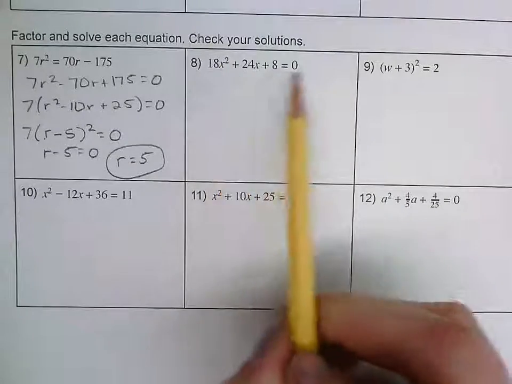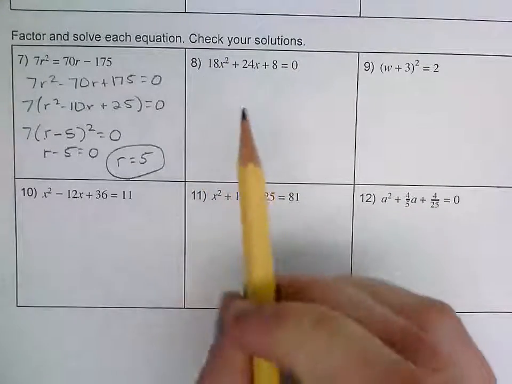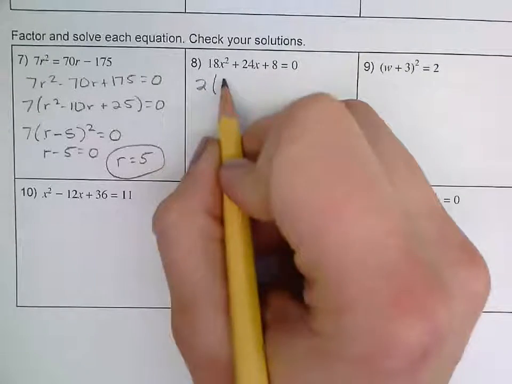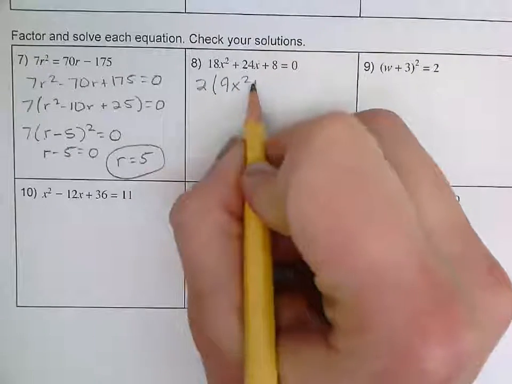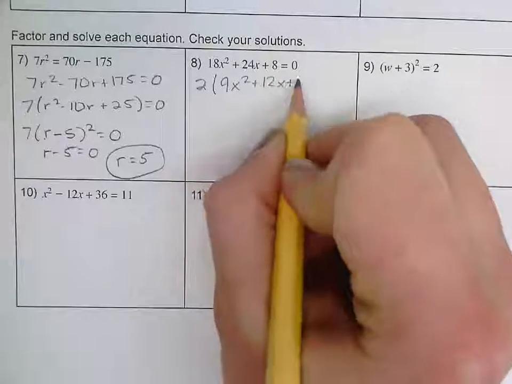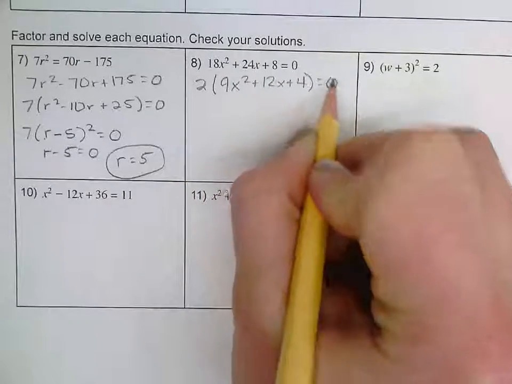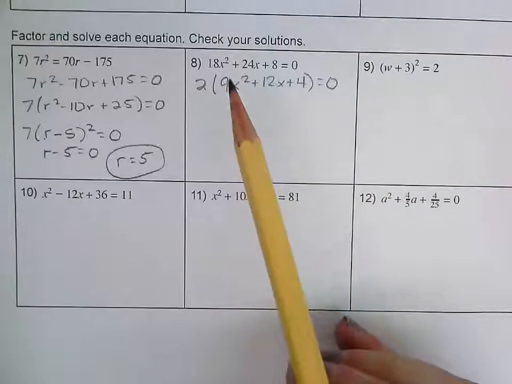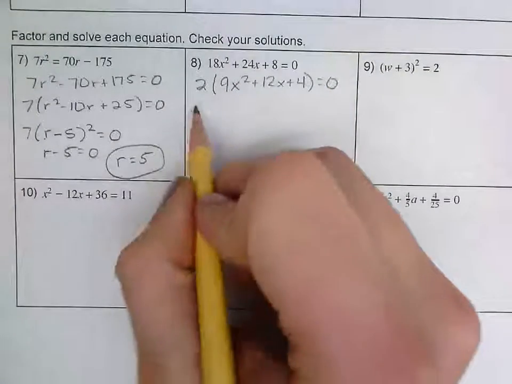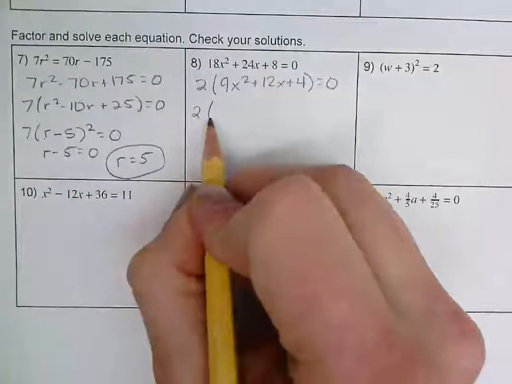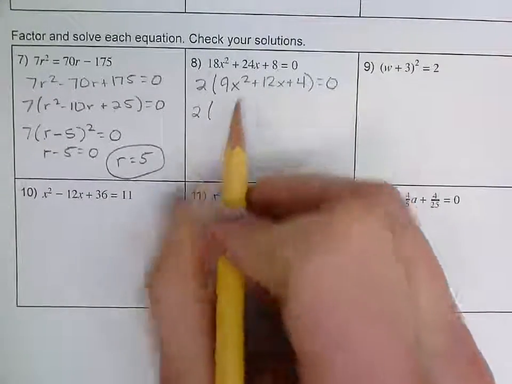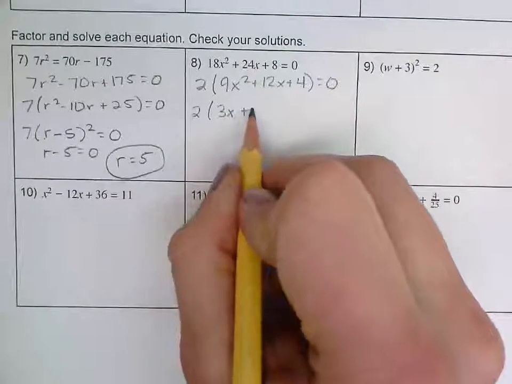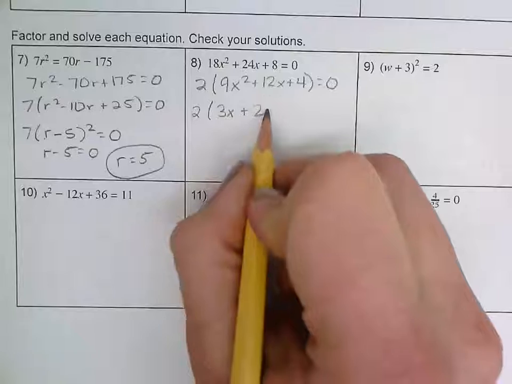Number 8. First rule of factoring, take out the greatest common factor if you can. In this one, we can take out a 2. So let's do it. 2, take that out. We have 9x squared plus 12x plus 4 equals 0. I see here a perfect square. If you don't believe me, let's check it out. I'm just going to write down this 2 to begin. Alright, what times itself would be 9x squared? Well, that's 3x. What times itself would be a 4? That's 2. Put a plus because there's a plus sign right here.